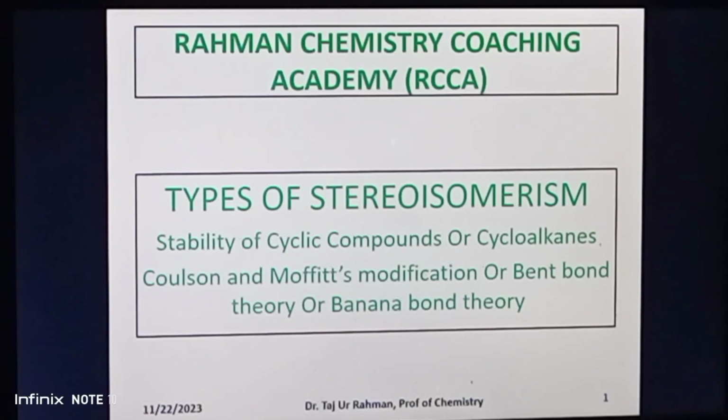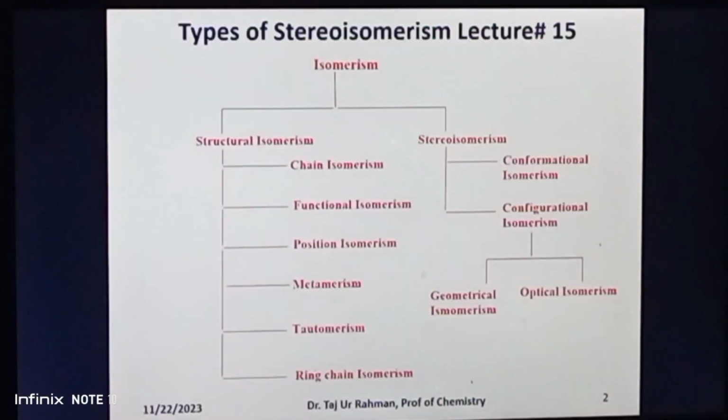Today we are going to discuss and explain the Coulson's and Moffitt modification. Coulson's and Moffitt modification is also known as bent bond theory or banana bond theory. This concept was developed by Charles Coulson and Moffitt to remove the limitations of Baeyer strain theory regarding stability of cycloalkanes. The main purpose of this theory is to explain why cyclopropane and cyclobutane are less stable as compared to cyclopentane, cyclohexane, and other cycloalkanes.